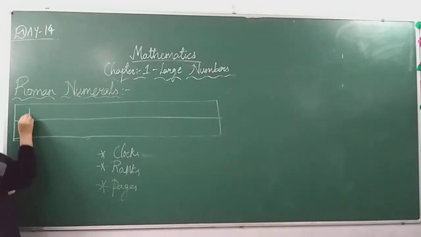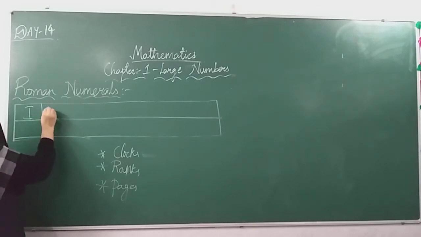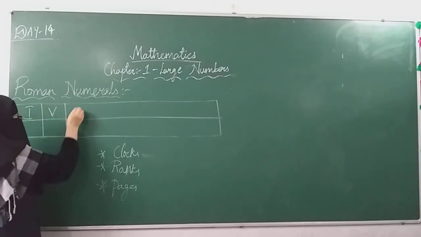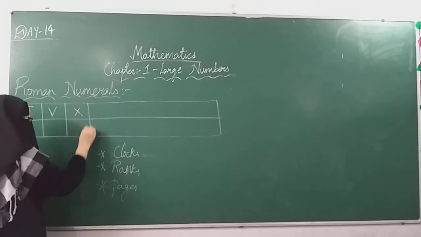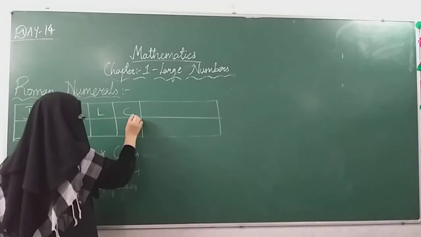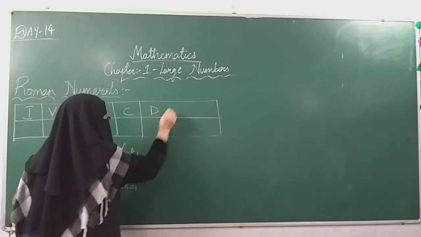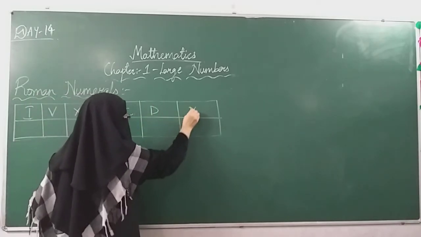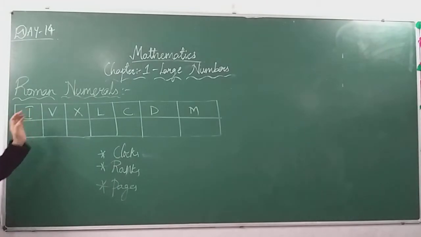We'll start with I. Okay, they used I, V, X, L, C, D, and the last one is M. They use these Roman numerals.